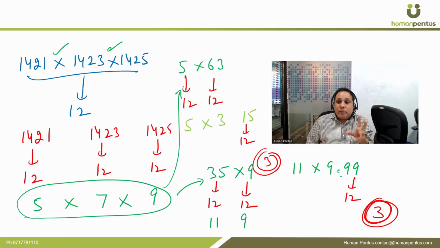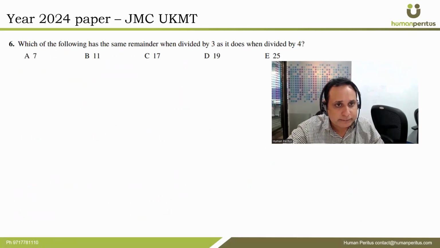Now, sometimes we can also use this thing to find out whether a large multiplied number is perfectly dividing or not. If my remainder is 0, it is perfectly dividing, otherwise it is not dividing that number, right? Okay, so that's all from this point, and now let's start doing questions.